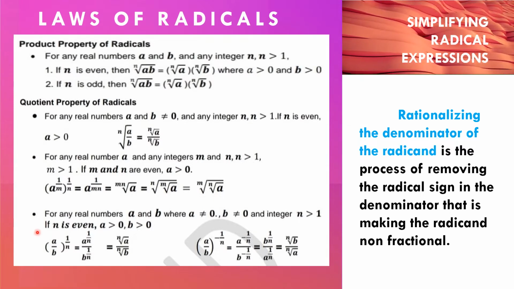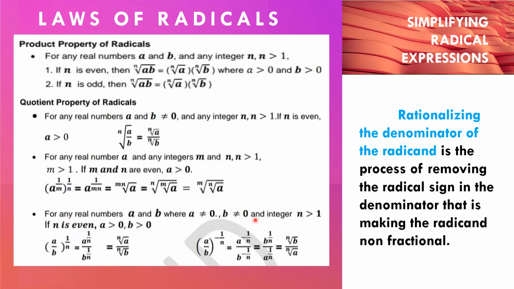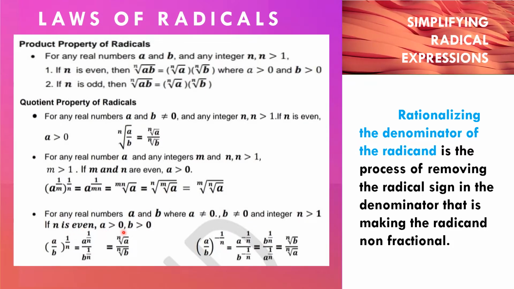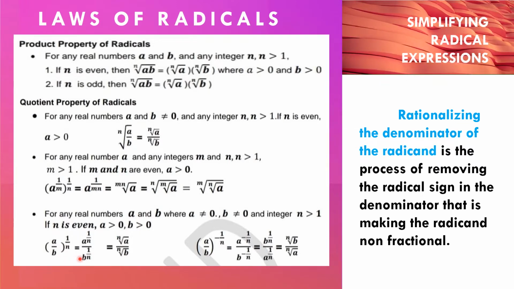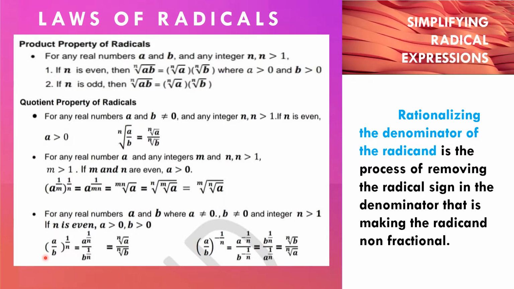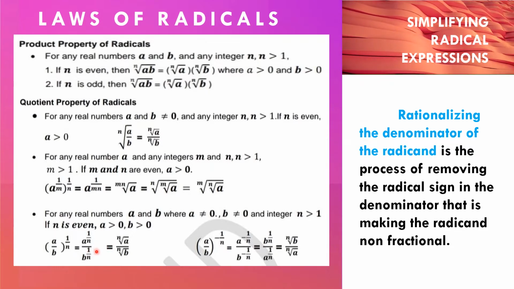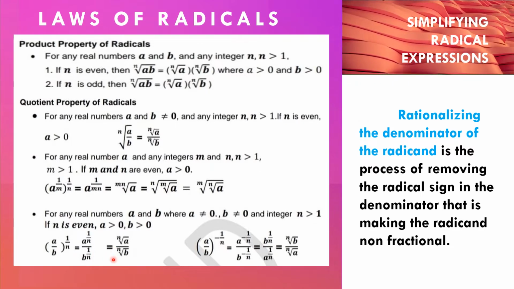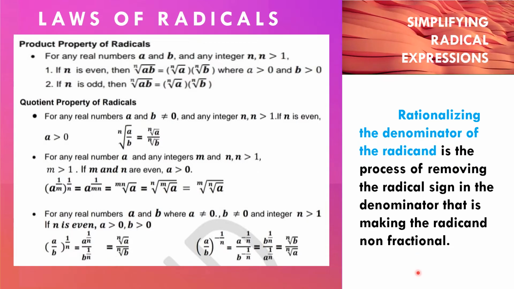And then, for any real numbers a and b, where a is not equal to 0 and b is not equal to 0, and integer n greater than 1, if n is even, a is greater than 0 and b is greater than 0, therefore, we can say that a over b quantity raised to 1/n is equal to a raised to 1/n over b raised to 1/n is equal to nth root of a over nth root of b.